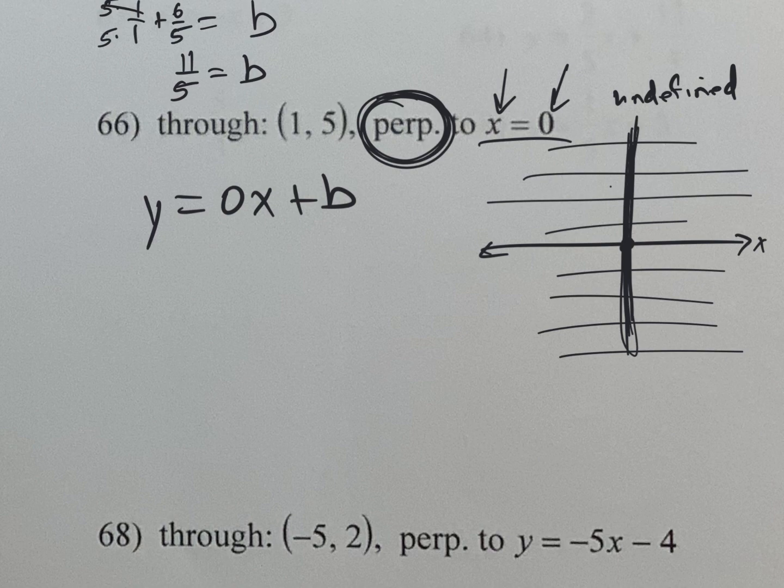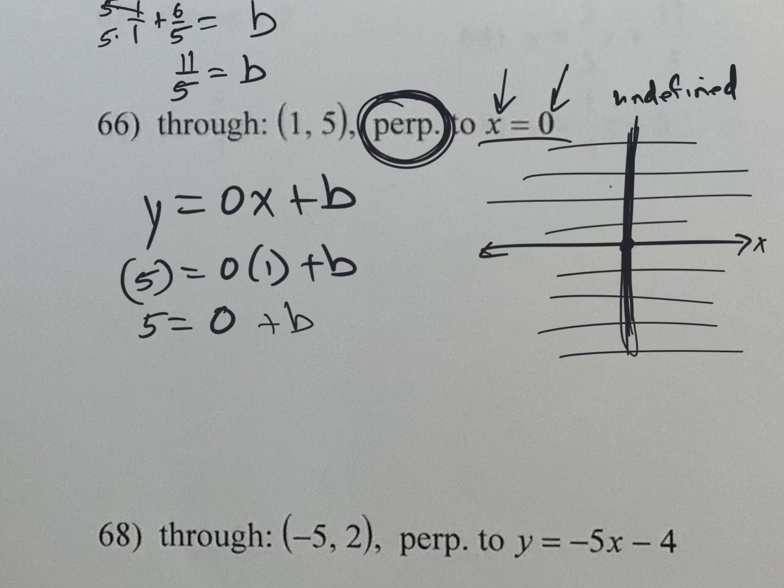Enter your 1 and your 5. And solve. What's 0 times 1? 0. And 0 plus b is just b, so b is 5. So y equals 0x plus 5, right? Except you don't need that. So your equation should be y equals 5.